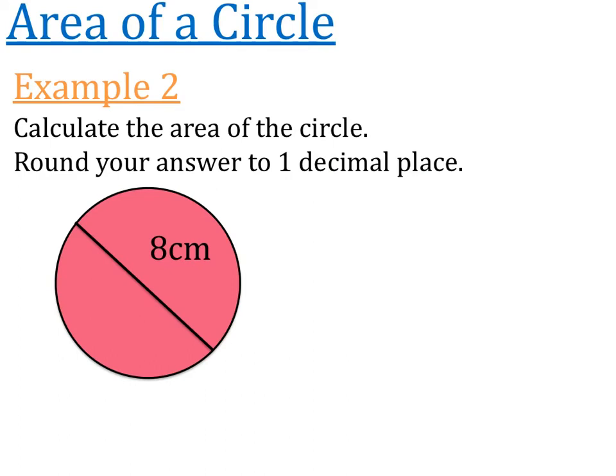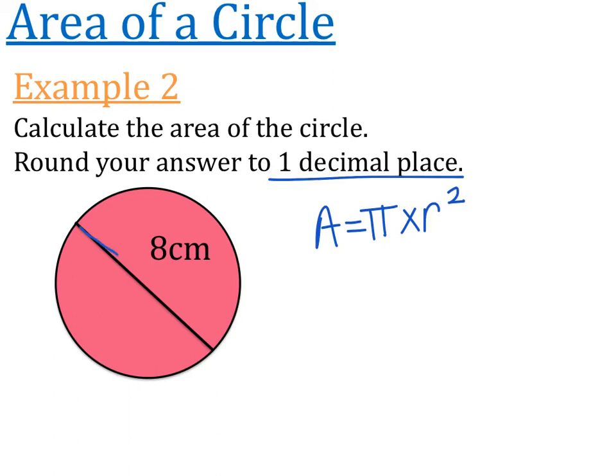How is this question different than the last one? Again, it says calculate the area of the circle, and it also says to round your answer to one decimal place. So area is pi times r squared. Oh, did they give us the radius in this pink circle?